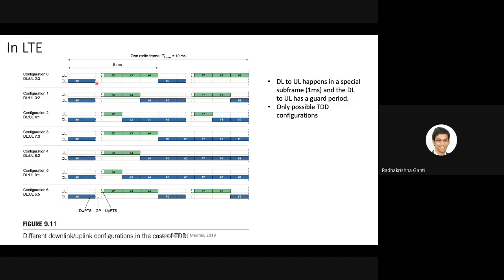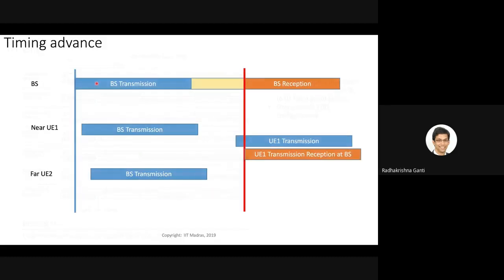So first, before we understand this timing diagram, let's understand timing advance. On the top, I have just put a base station transmission. After transmission, I'm giving a gap, and then I start my base station reception. Remember, the base station is the master in the network. Finally, the base station is what dictates everything. You should always remember that. The base station is going to transmit, and then receive from this point.